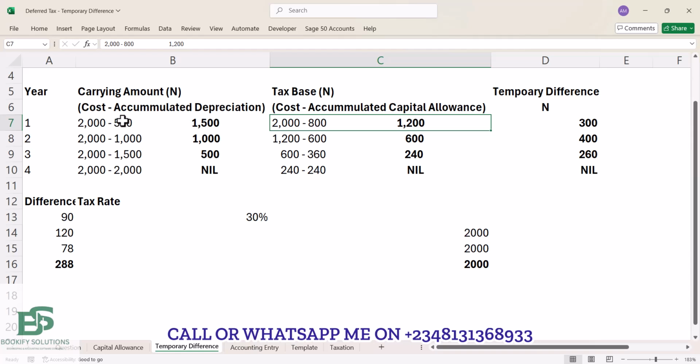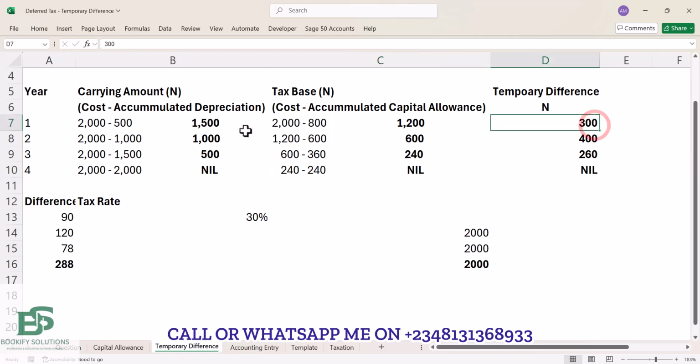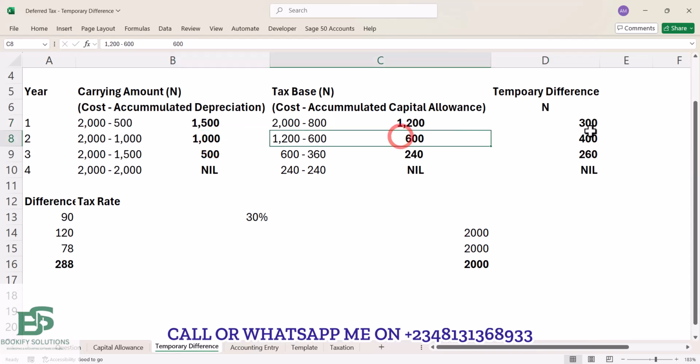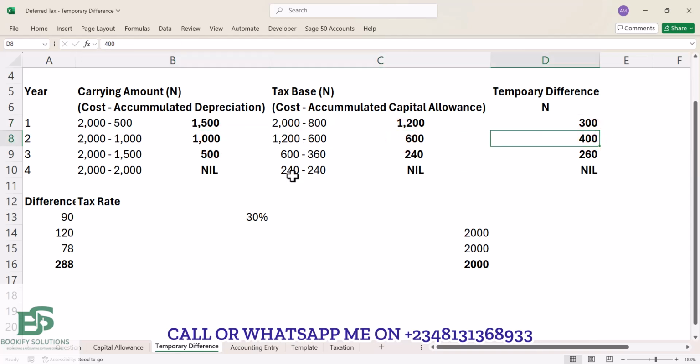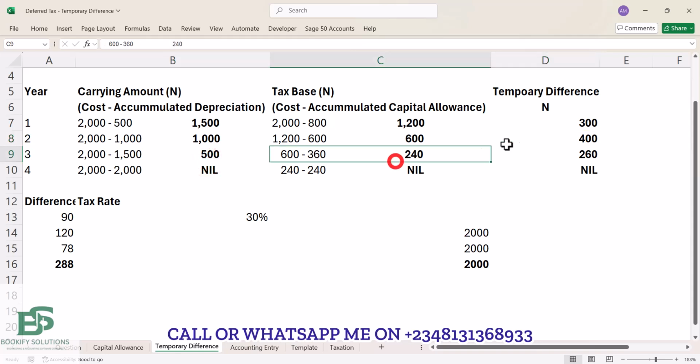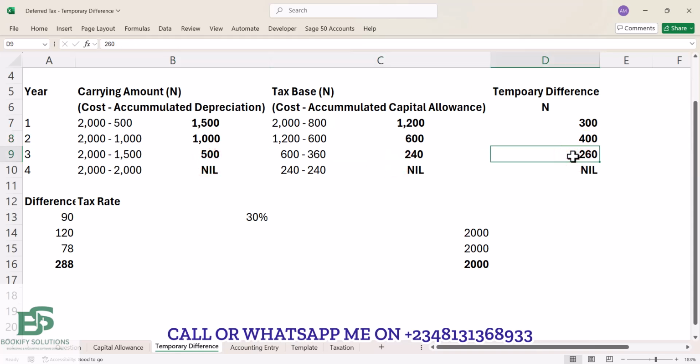At all, the same thing. The two of them talk about how the value will be reduced. Okay, now see the difference at the end of the day. 1,500 here, we'll get 1,200 here, difference 300. 1,000 here, we'll get 600 here, difference now 400. 500 here, we'll get 240 here, difference now 260. Now, what will be the essence of this difference?